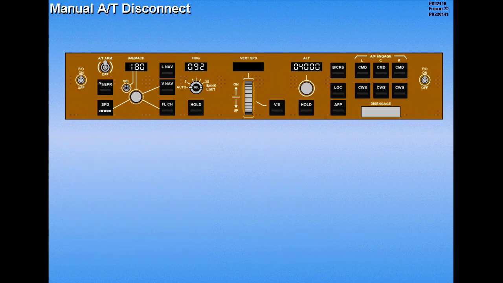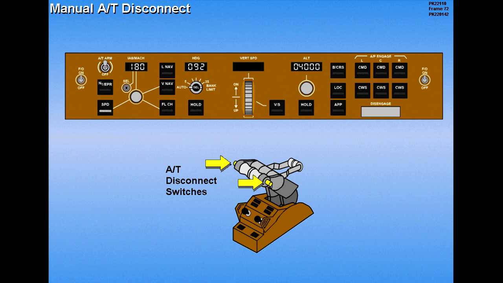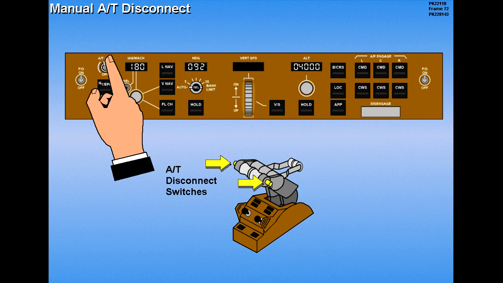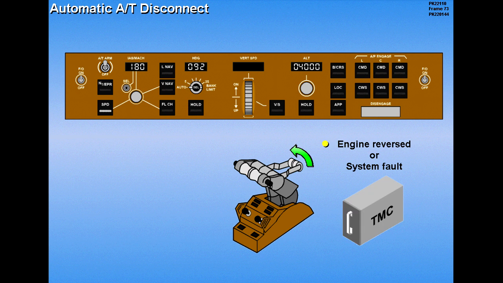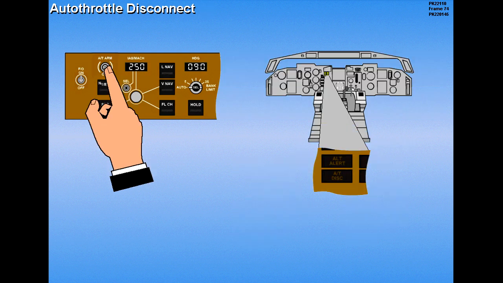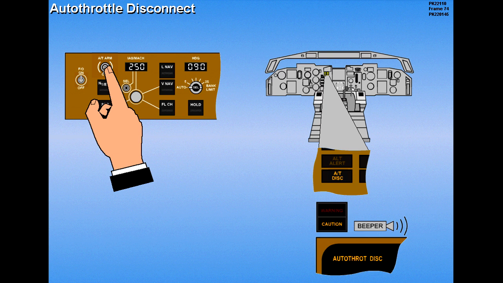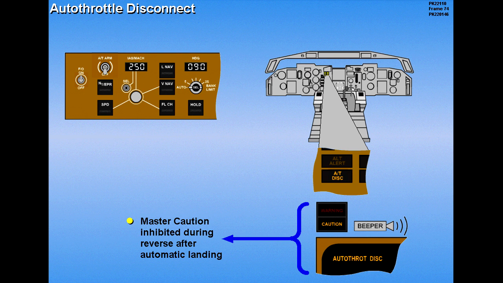The auto throttle can be manually disconnected in one of two ways: by either pressing the disconnect switch located on the throttles, or by moving the auto throttle arm switch to off. An automatic disconnect occurs when either engine is reversed or when a system fault is detected by the thrust management computer. A disconnect for any reason causes an amber auto throttle disconnect light to illuminate, and an associated ICAS caution alert appears. The master caution system is inhibited during thrust reverser operation after an automatic landing to prevent distractions.